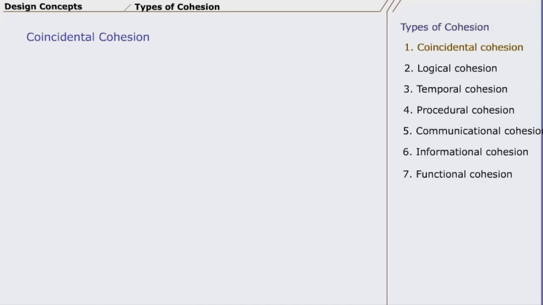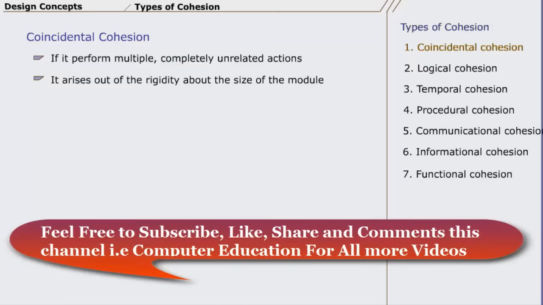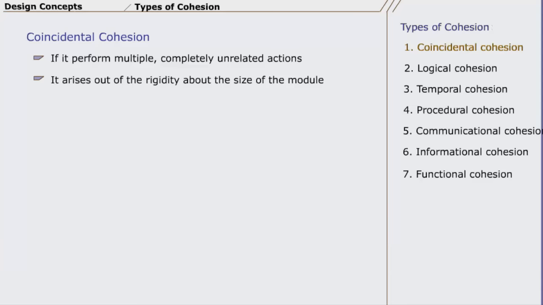Number 1. Coincidental cohesion. A module has coincidental cohesion if it performs multiple, completely unrelated actions. This type of cohesion arises as a consequence of rigidly enforcing rules, such as every module consists of between 35 and 50 executable statements. Modules with coincidental cohesion suffer from 2 serious drawbacks. Such modules degrade the maintenance, both corrective and enhancement. These modules are not reusable.